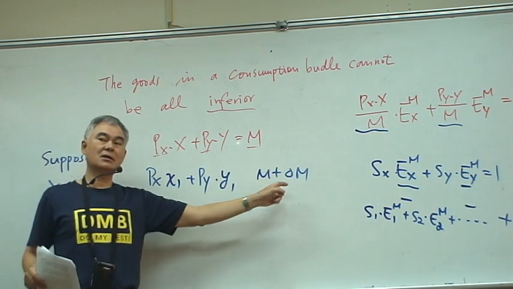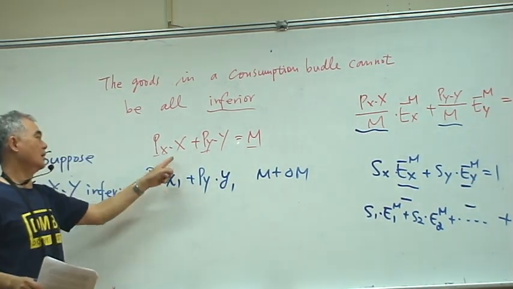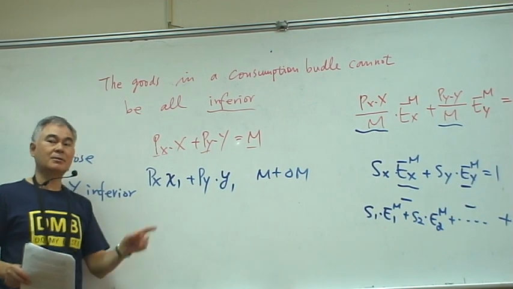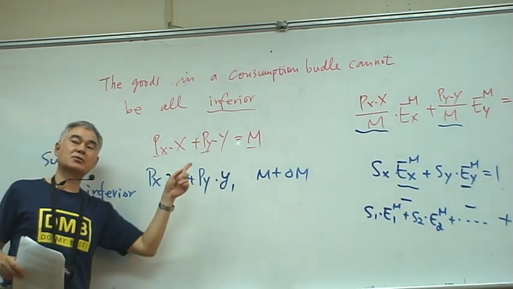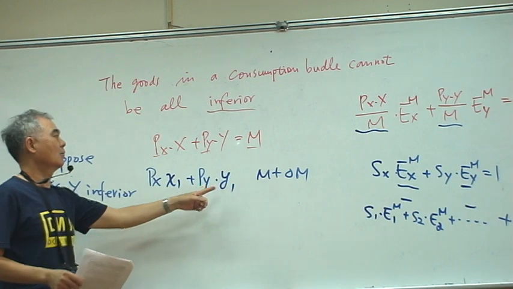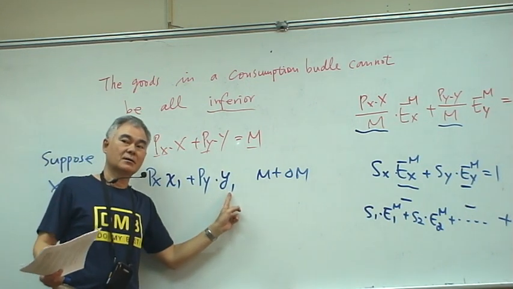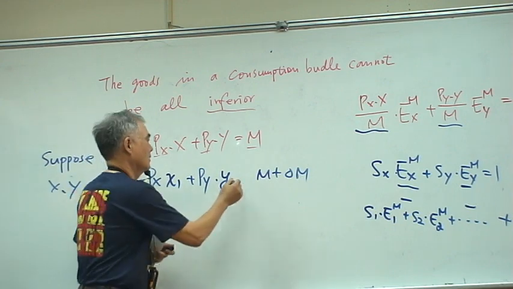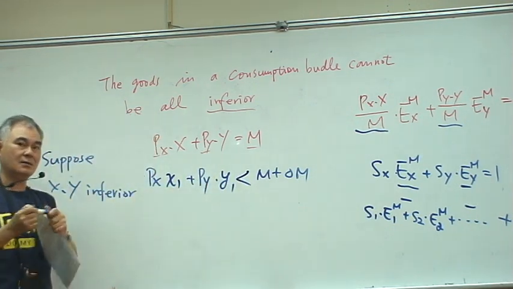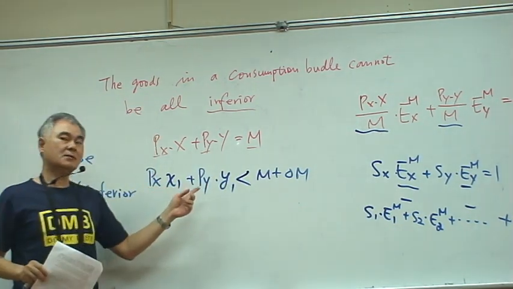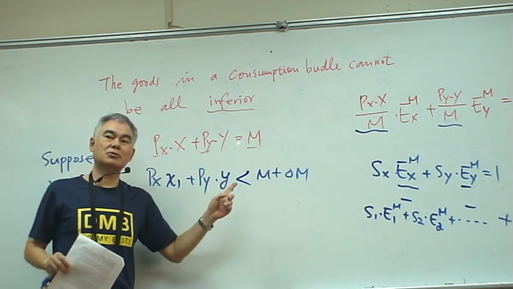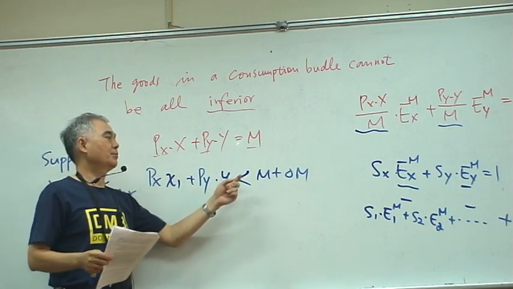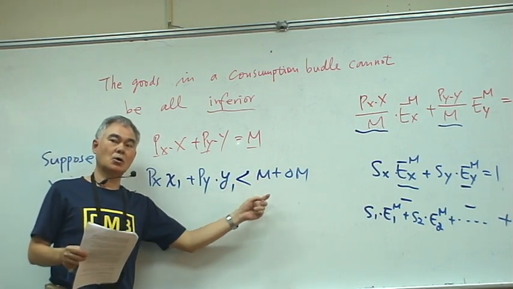Now we have an increase in income. X and x1, which one is larger? X. Because income goes up, your purchase goes down, right? And what about here? The same thing. Because your income goes up, your purchase goes down. So what happened? Right? So in this case, it is a contradiction. Contradiction means it doesn't agree because the equation no longer holds.